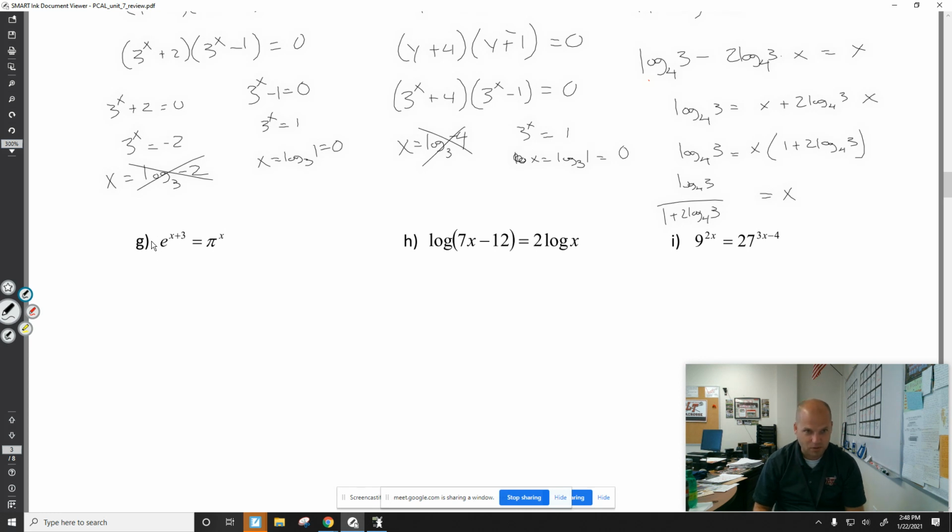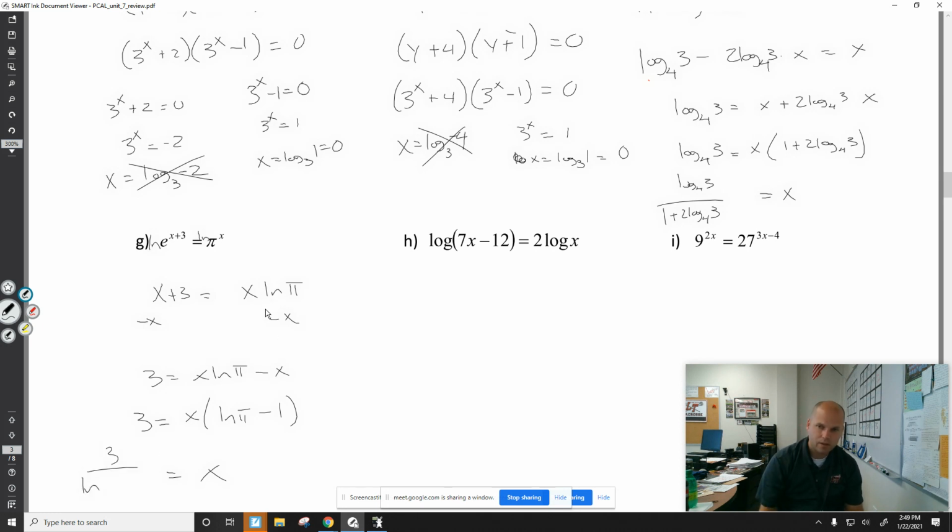We're going to take the natural log of both sides, because if I take the natural log of both sides, this just gives me x plus 3 equals x times the natural log of pi. Now, I'm going to subtract x from both sides to get them all onto one side. Factor out an x, divide, and you get the solution for x. This can be done with decimals. You can do natural log of pi and get a number. And if you like numbers instead of this, for now, you'll be fine.